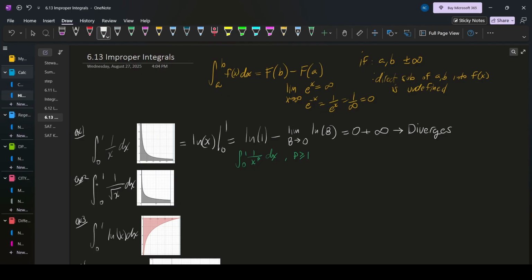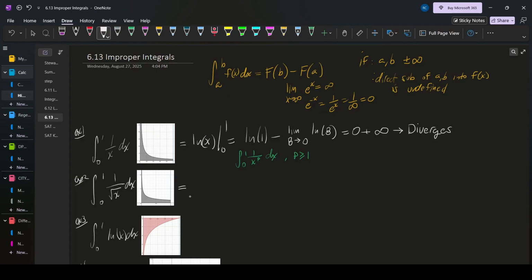Example number 2, the same limits from 0 to 1, 1 over square root of x. Because this still increases to infinity as we approach 0 from the right, you might be inclined to say, oh, this diverges too, but we have to be sure. So let's go ahead and solve this integral.